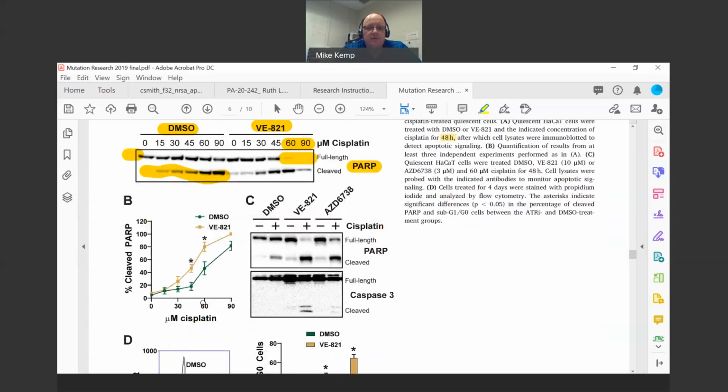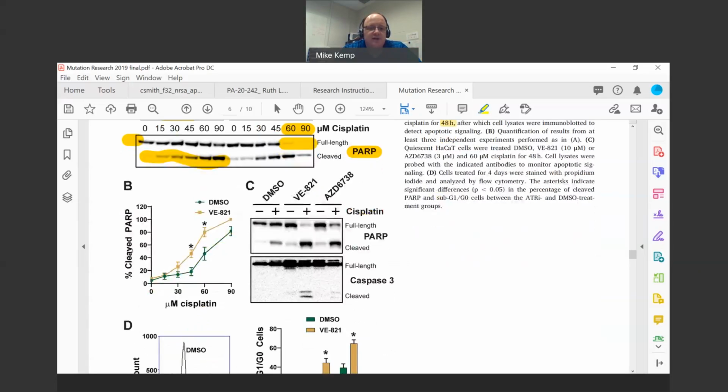In figure 4B, we simply quantified the percentage of cleaved PARP at these different doses of cisplatin with DMSO or BAY-1895344, just to show that this is reproducible. We also looked at the effect of AZD6738. We see very similar results, that it does sensitize the cells to cisplatin. We see more cleaved PARP. We've also looked at cleaved caspase-3, which is a smaller protein, a little harder to detect, and it's upstream of PARP.